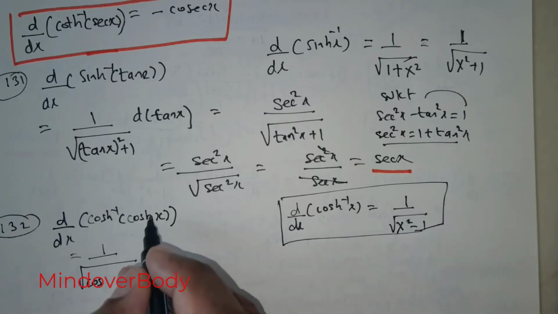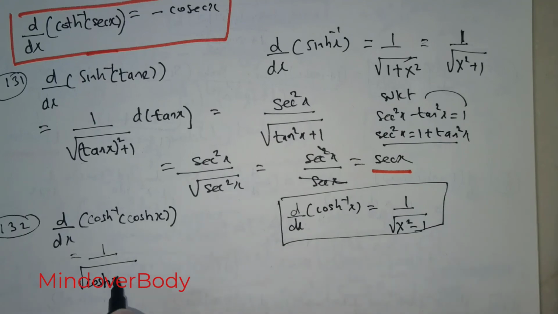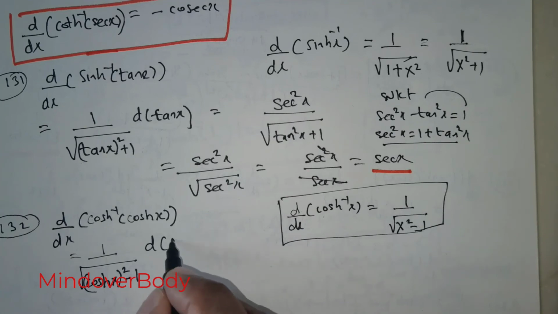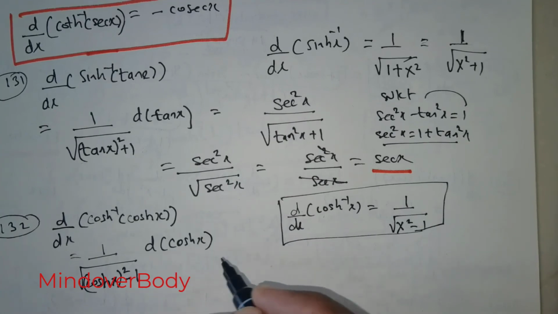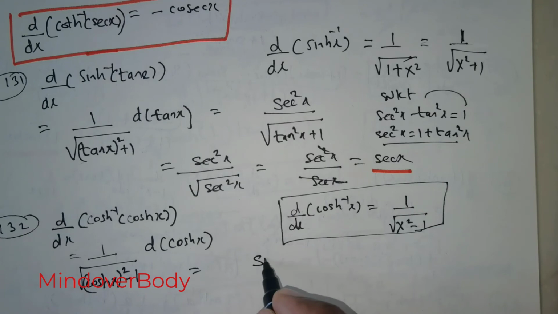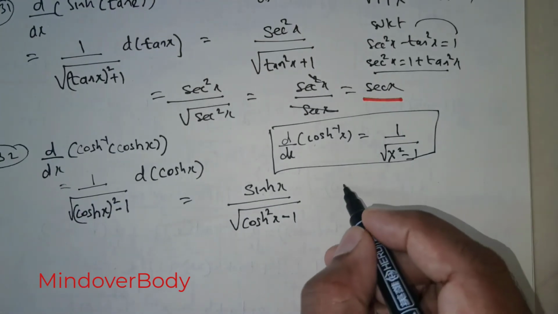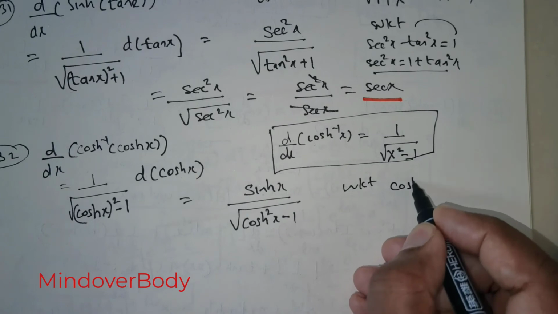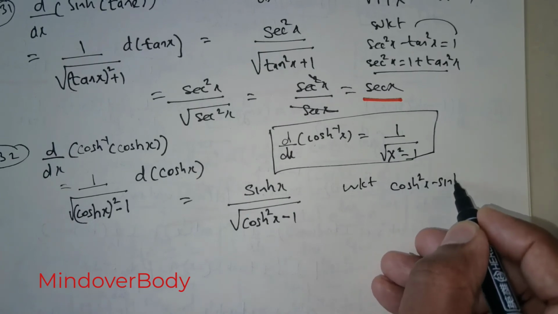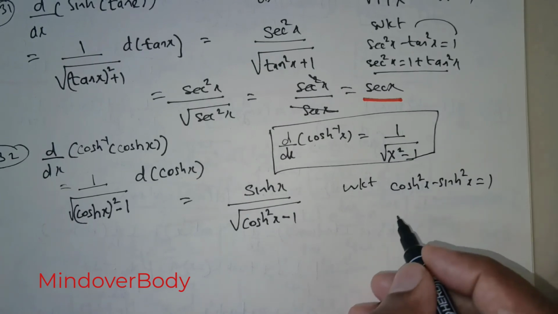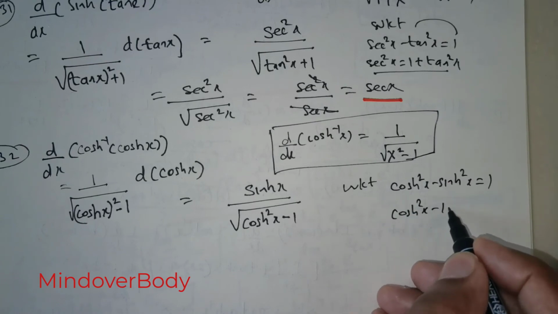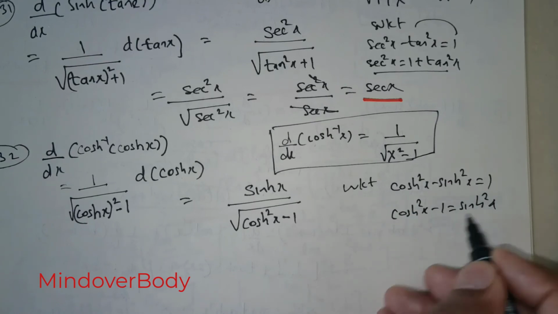So applying this derivative formula to this question, this is going to be 1 over square root of, instead of x I have cosh, so cosh x raised to the power of 2 minus 1, times the differentiation of cosh x. Now the differentiation of cosh x will give me sinh x divided by root of cosh squared x minus 1. But we know that cosh squared x minus sinh squared x is equal to 1. So that means cosh squared x minus 1 is equal to sinh squared x.